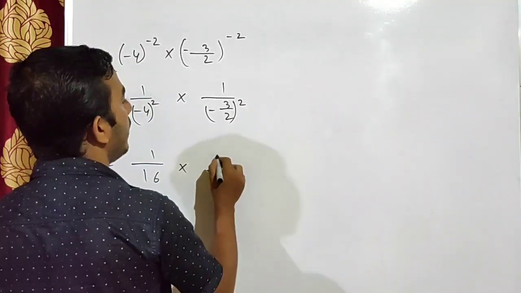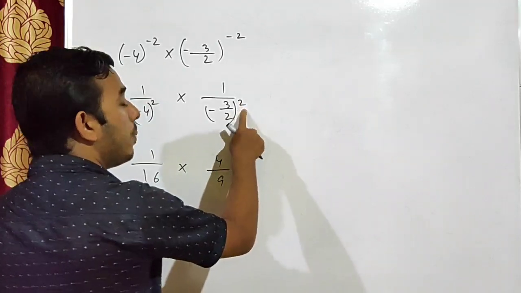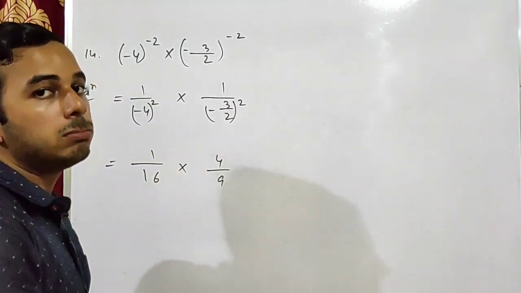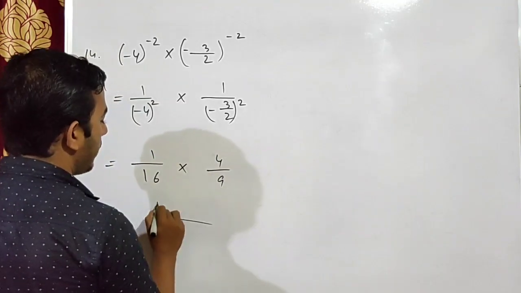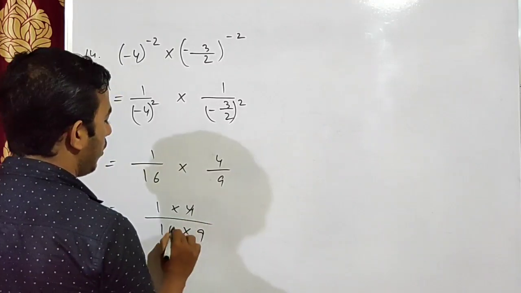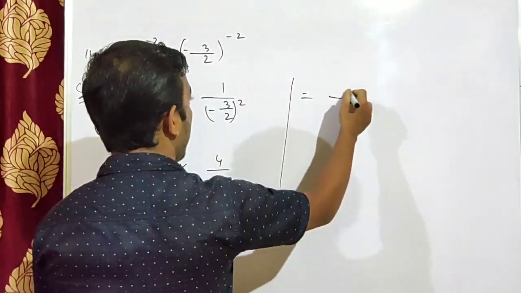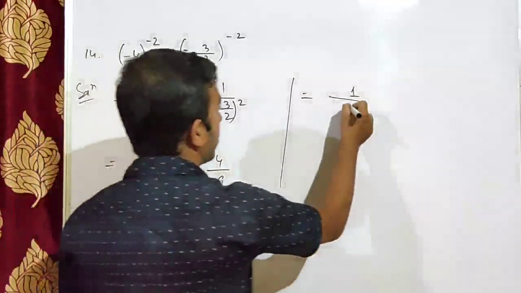So 2 to the power 2 means what? It is 4. 3 to the power 2 means what? It is 9. Here the base is negative and the power is even, no problem, it will be positive. Okay. So now numerator into numerator multiply, 1 into 4, denominator into denominator multiply. Now 4 into 4 is 16. Clear? Okay, so what is left? 1 divided by 4 into 9, which is 36.